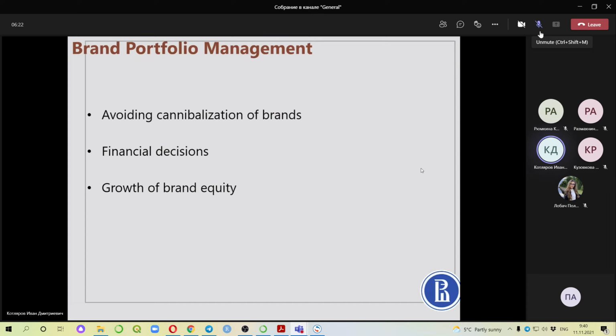What should a company do in order to ensure a high quality of its brand portfolio management? Obviously, the company should avoid cannibalization of brands. Ladies and gentlemen, what does it mean? In case of cannibalization of brands, we have two negative effects. The first effect, which I have already mentioned, is that our brands become less clear for our customers. And second, we have a risk that sales of one of our brands will fall due to the emergence of a new brand.